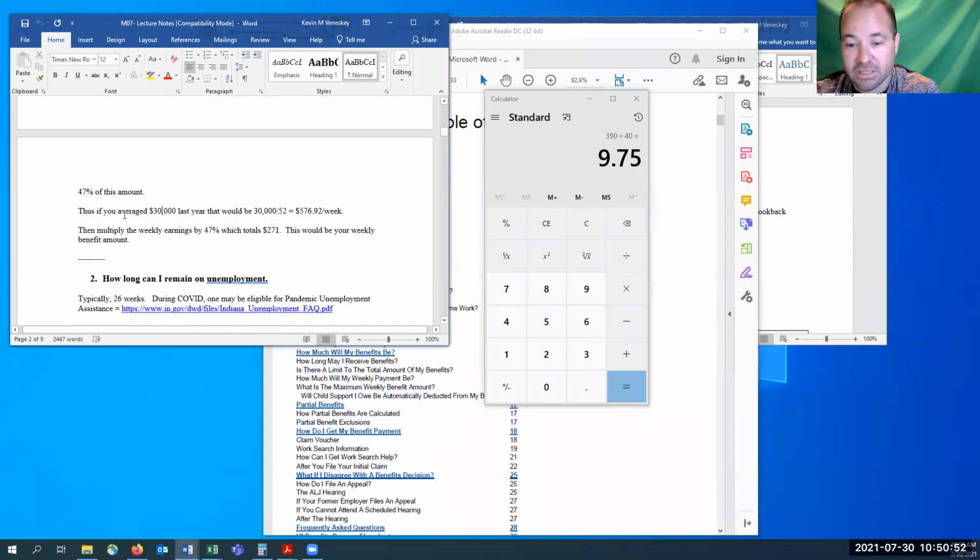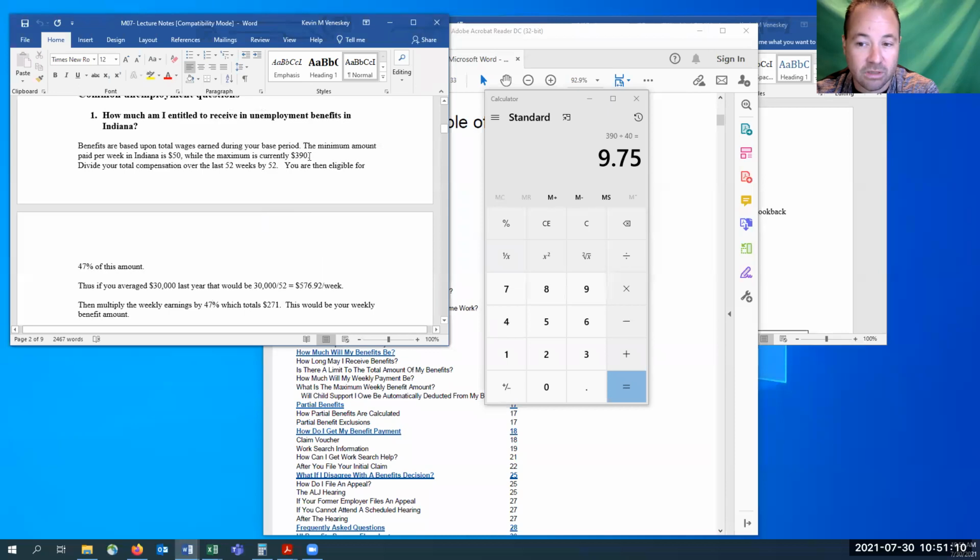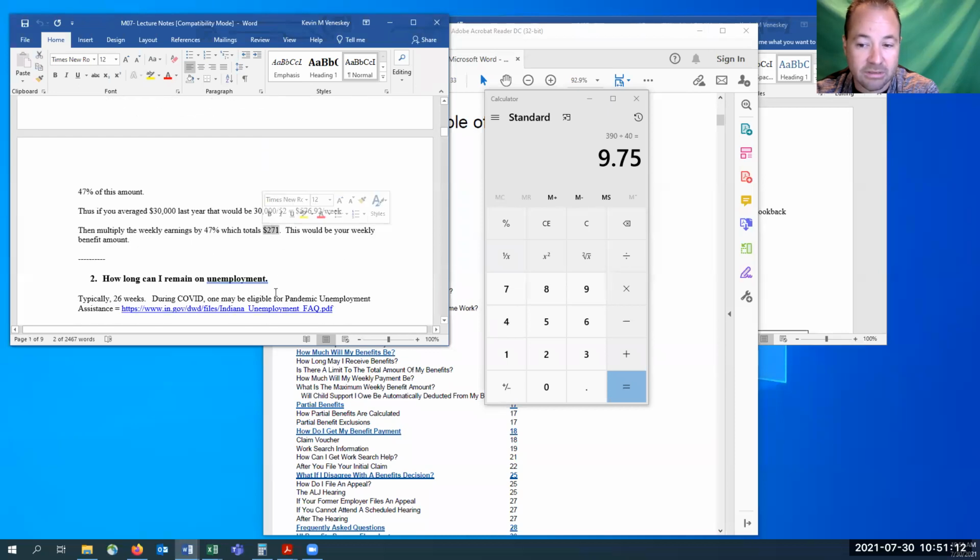Okay, so let me give us a little example. Let's say you average $30,000 a year, which would be $15 an hour. You take 30,000 divided by 52 weeks, which comes out to $576 per week. And you get 47% of that. We're still under the max, so we're okay. You would draw $271 in unemployment per week. That's not a lot, especially if you have a decent sized rent that you have to pay.